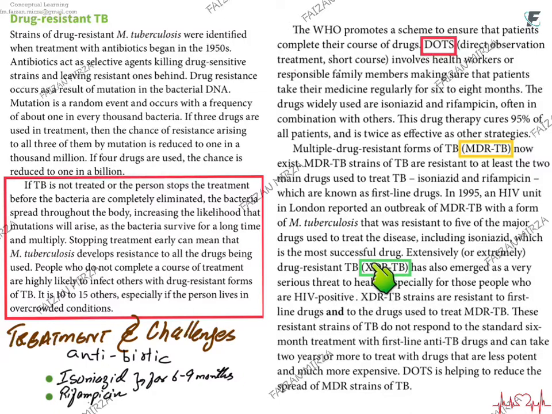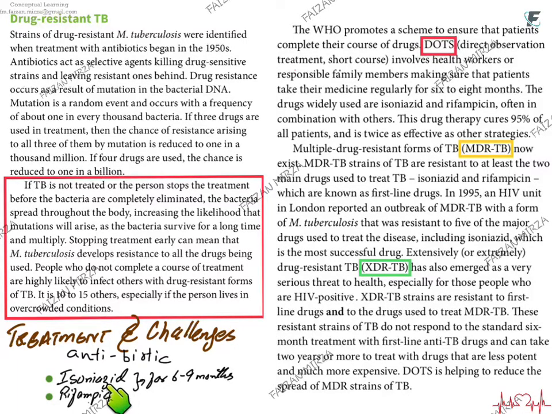And then there is XDR-TB as well. This has emerged, and this is a very serious threat to health, because this XDR-TB strain is resistant to the first line of drugs and to the drugs that are used to treat MDR-TB as well. So you can see that over the years the bacteria are becoming more and more resistant. First you were able to cure with isoniazid and rifampicin, then it became resistant and became MDR-TB, and now you have XDR-TB, which is very difficult to treat.